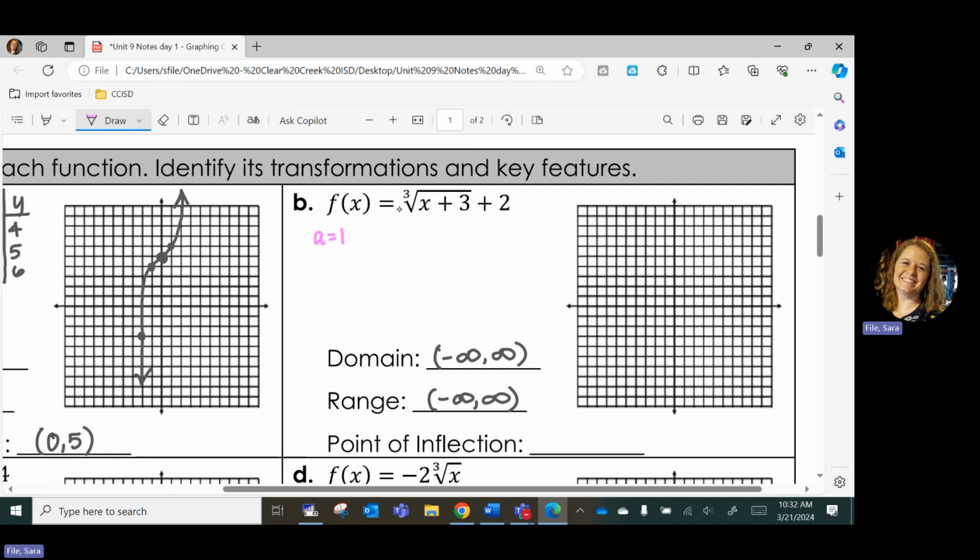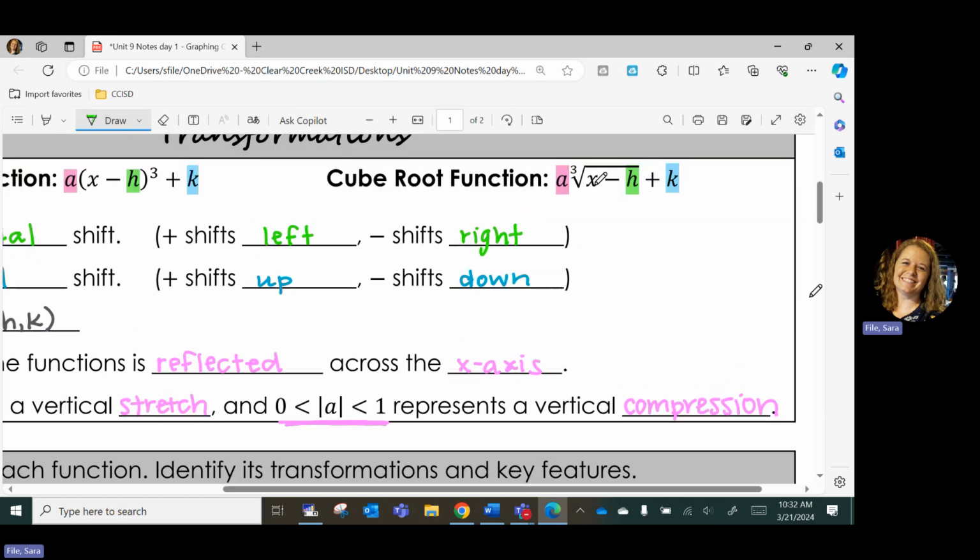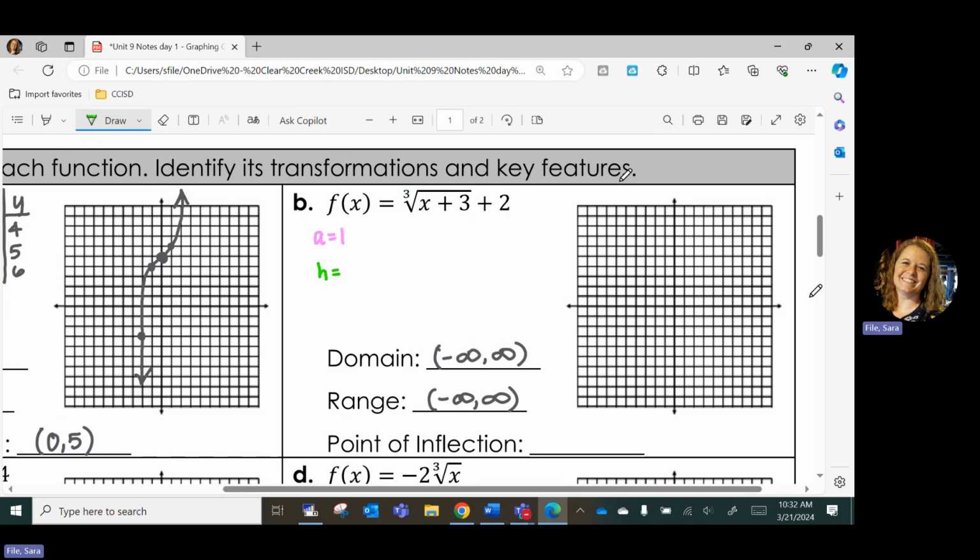Yeah, understood 1. There's nothing here in front of the radical, no coefficient, so it's an understood 1. What is H? So it's x plus 3, and remember in the vertex form of the equation, it's an x minus h. So we said when you see a minus, it's the opposite, right? So that means if we see a plus, h is actually negative 3, which means this is going left 3.